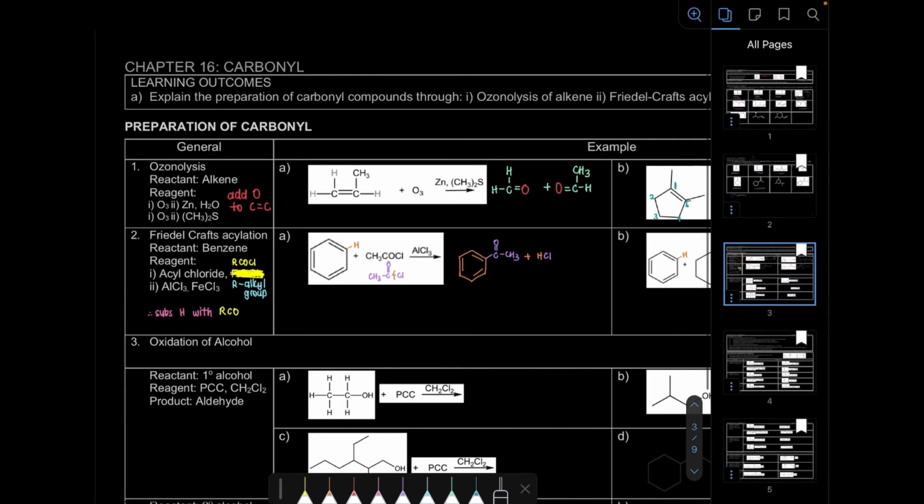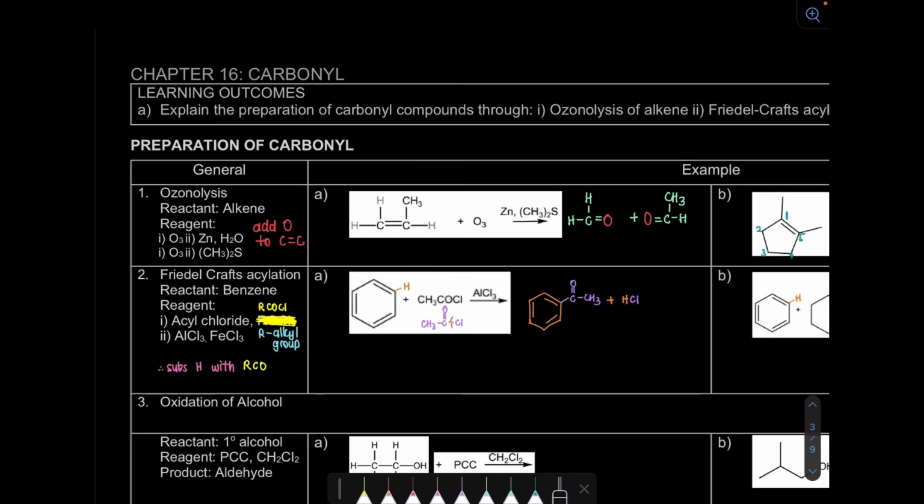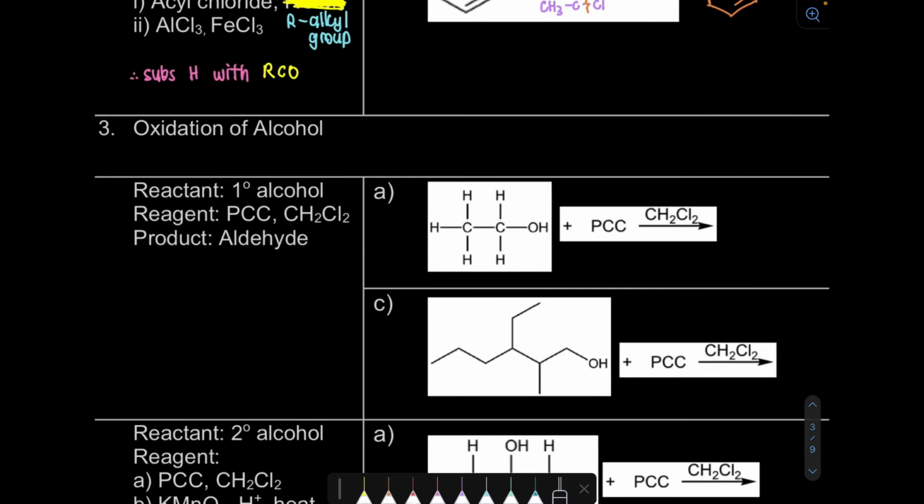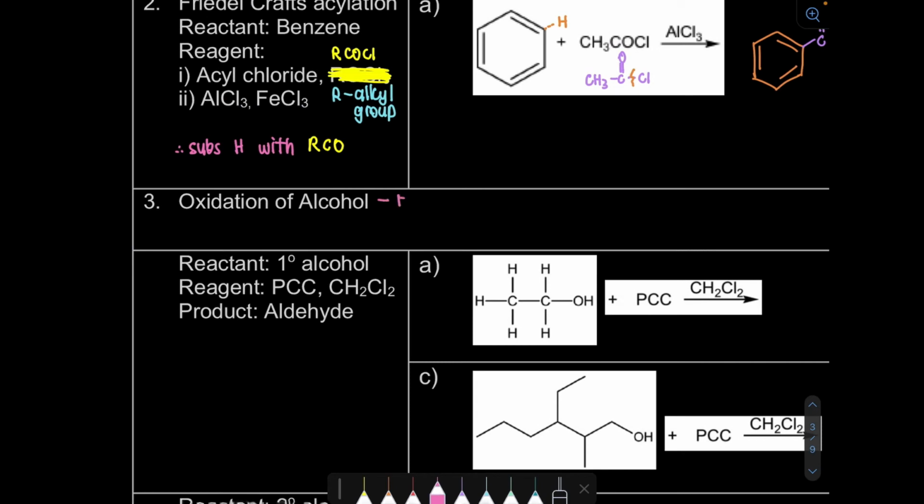Okay, so just a revision, Friedel Crafts acylation ni, what's gonna happen is that H of our benzene akan gabungkan dengan chlorine. So the rest of the compound kita akan substitute. So now let's look at the case of oxidation of alcohol.